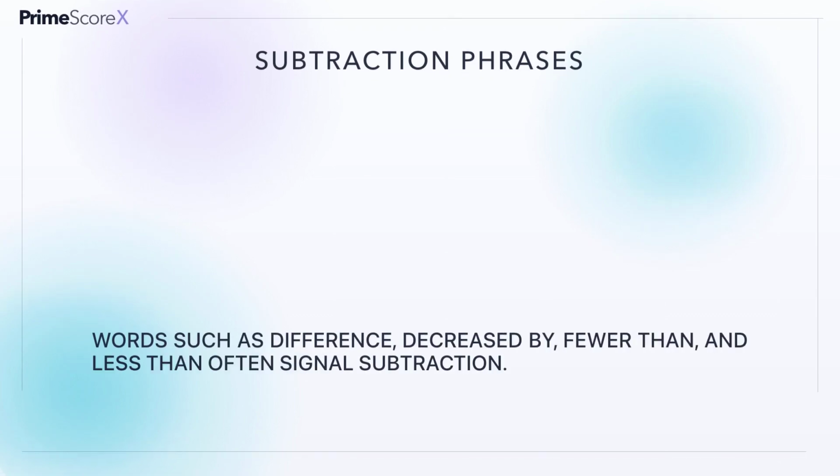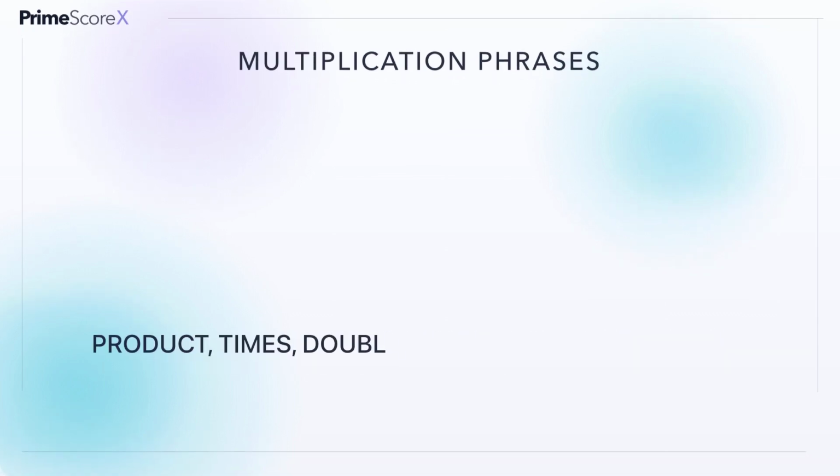A number decreased by 4 becomes x minus 4. 4 less than a number also becomes x minus 4. But a number subtracted from 10 becomes 10 minus x. Subtraction is not commutative, so order matters. When you see from or less than, pause and identify which quantity is being taken away from which.